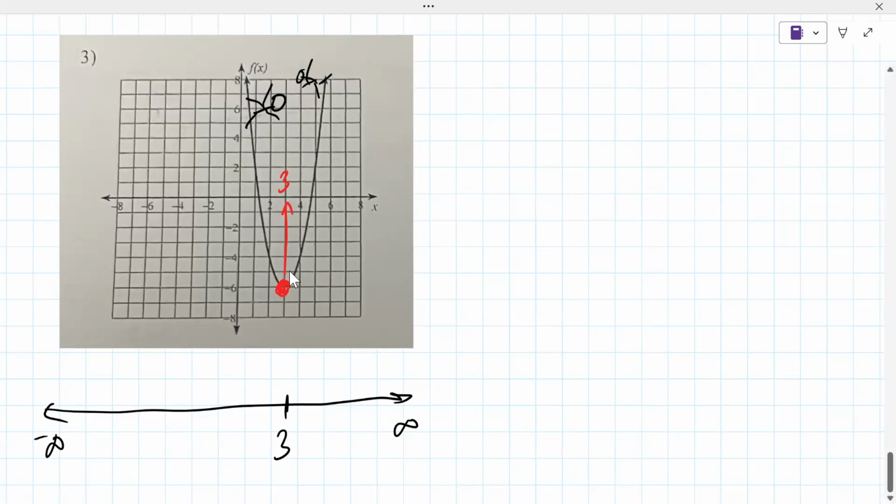So on the right, it's decreasing. Decreasing means you're going downhill. What person is walking downhill as you're going left to right? The one on the left. Yeah, I mean, just, well, that was odd.